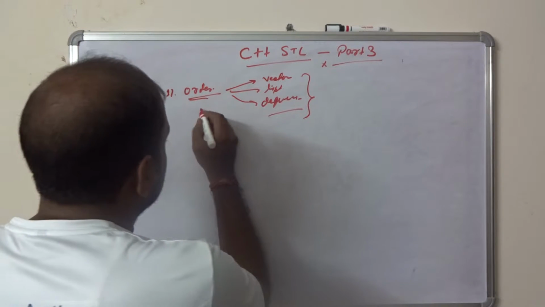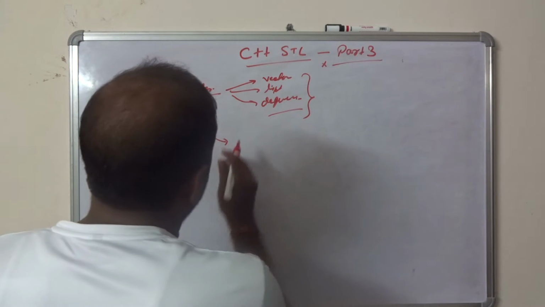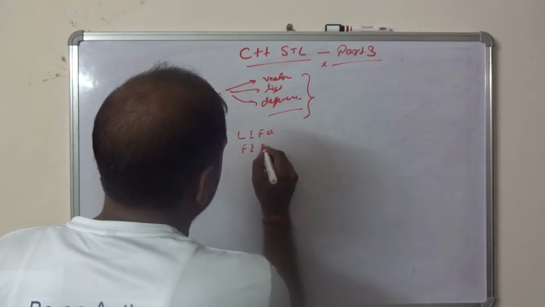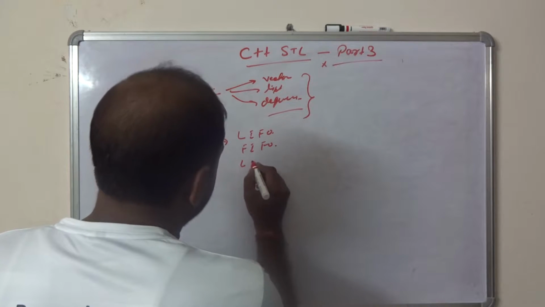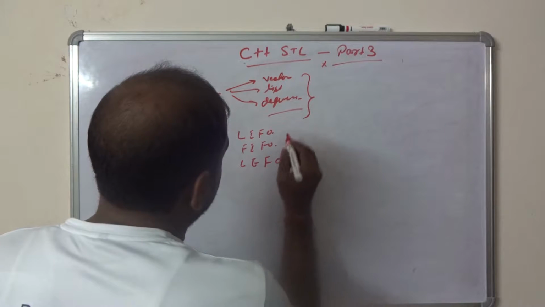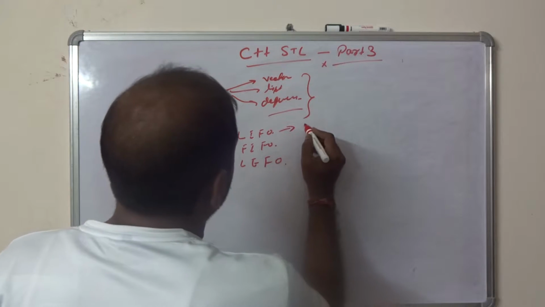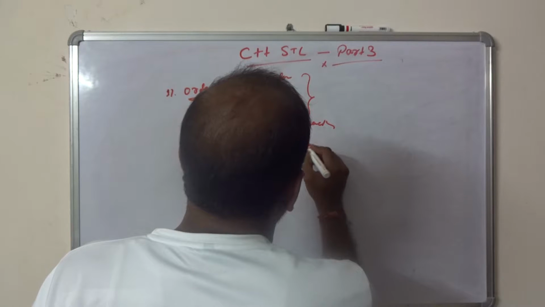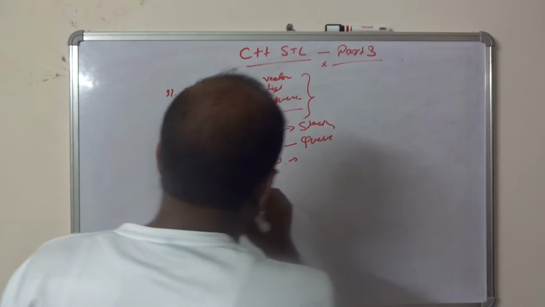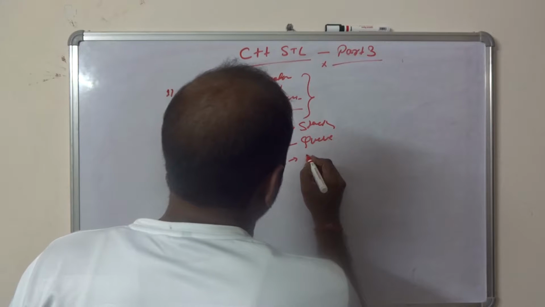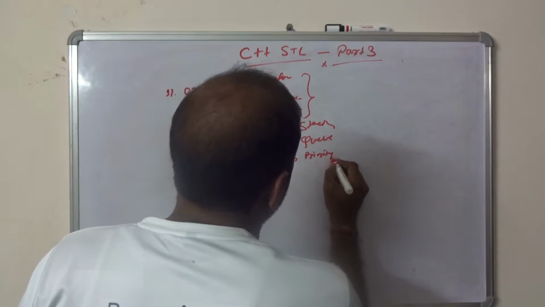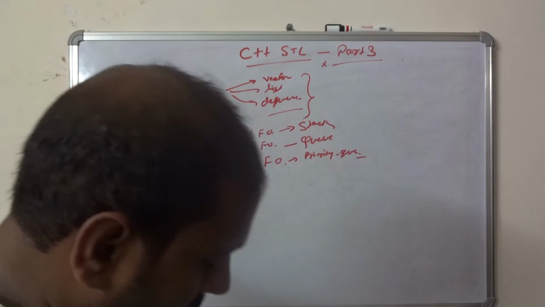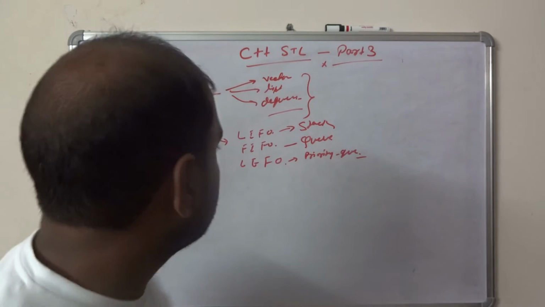Then, based on the order, whatever order you need, like last in first out, first in first out, or largest element first out. In the case of LIFO, last in first out, you need to use the stack. In FIFO, first in first out, you need to use the queue. In the case of largest element first out, you need to use the priority queue. So order is quite important, and you need to think about the order.